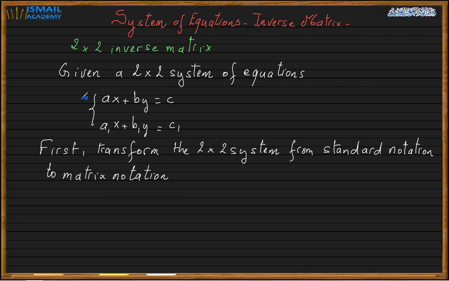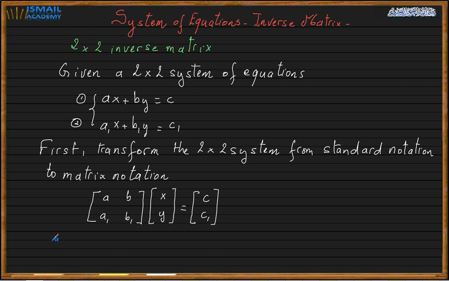So this is my first equation, this is my second equation. So I choose to have x as my first coordinate for the variable matrix. So I'm going to put the coefficient of x first, so a, b and a1, b1. So this is my variable matrix, and this is my result matrix. We start with the first equation, so it's going to be c, then c1.